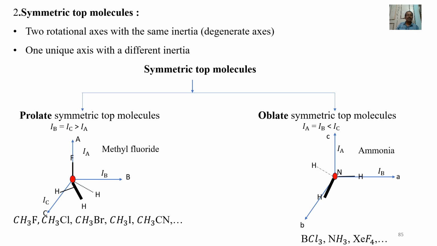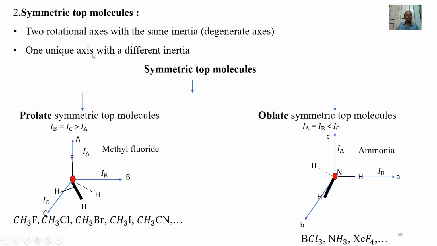There will be two selection rules, which we are going to discuss later. So two rotational axes with the same inertia, we call this the degenerate axis, and one unique axis with a different inertia. In the first case, in prolate symmetric top molecules, the unique axis inertia will be less than that of the degenerate case. Whereas in the oblate symmetric top molecule case, the two rotational axes with the same inertia will be less than that of the one unique axis with a different inertia.